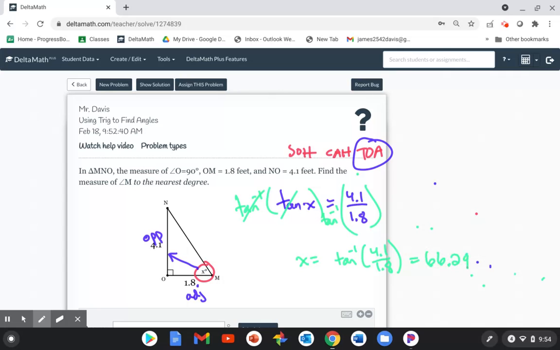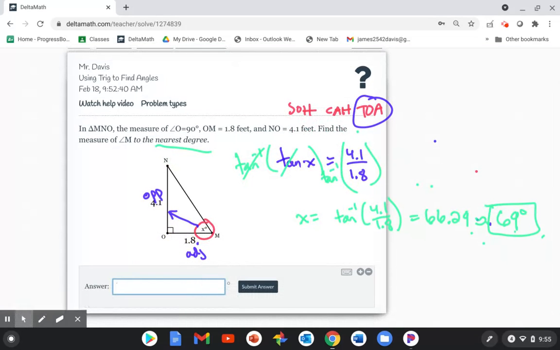66.29. It says the nearest degree. So that's just going to be 69 degrees. And again, make sure your calculator is in the degree mode. So 69 degrees.